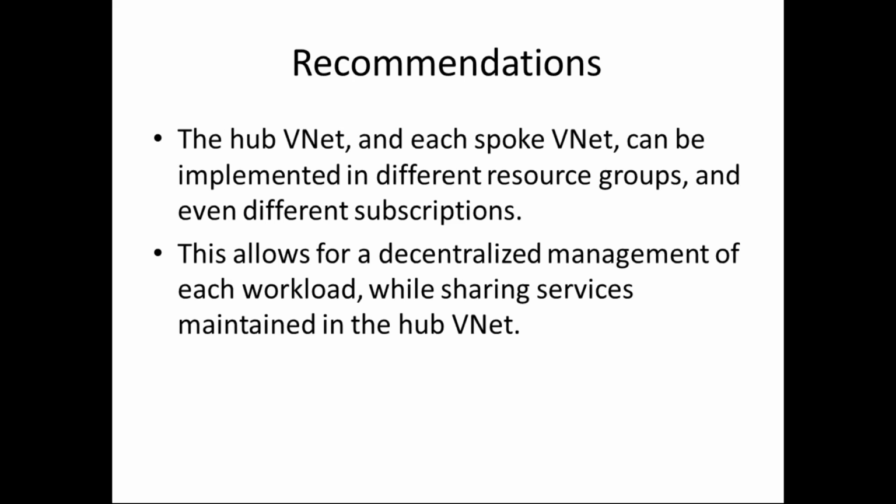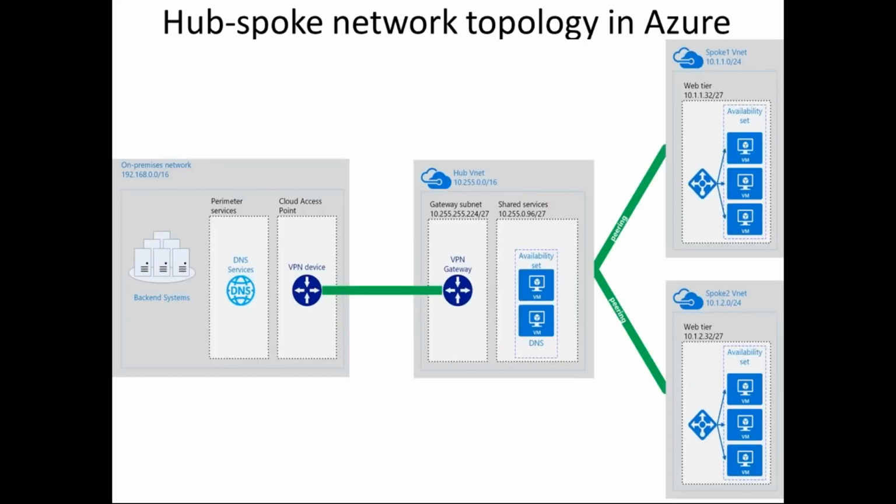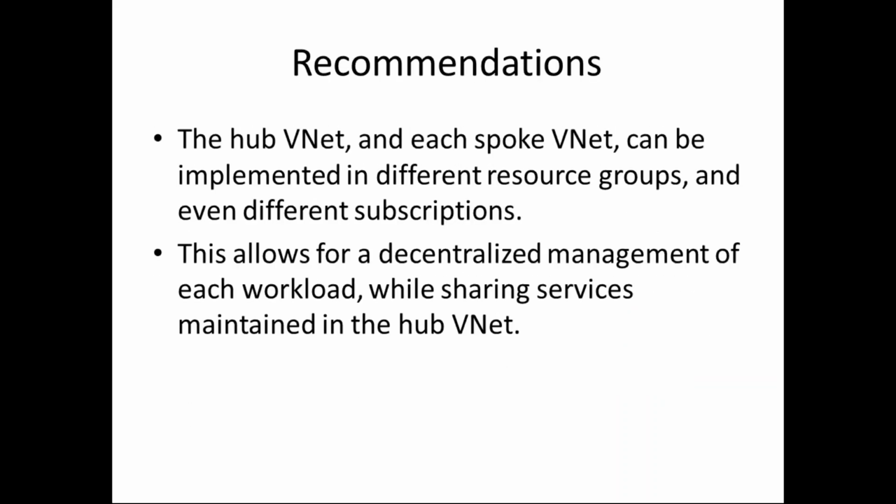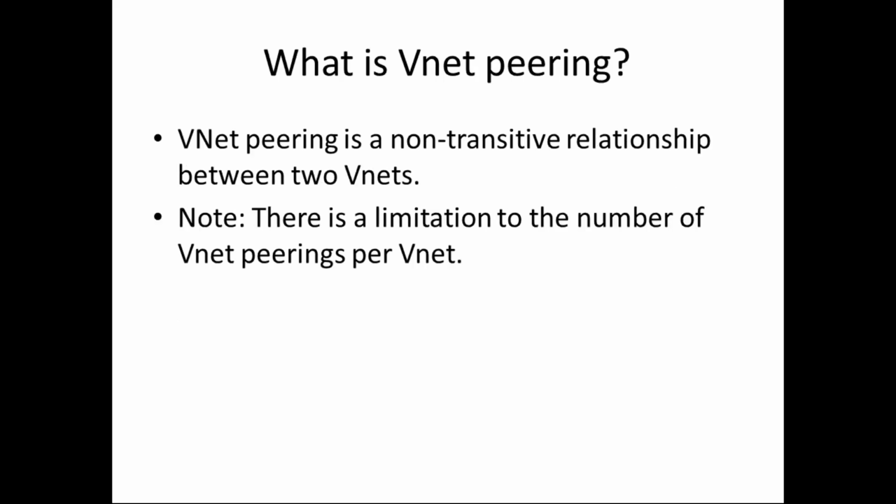Hub VNet and each spoke VNet can be implemented in different resource groups and even in different subscriptions, right? Isn't that great? So you can have hub VNet and the spoke VNet in different resource groups and in different subscriptions as well. So I can have a VNet to VNet communication between your VNet and my VNet, right? That can be done. That allows for decentralized management of each workload while sharing services maintained in the hub VNet.